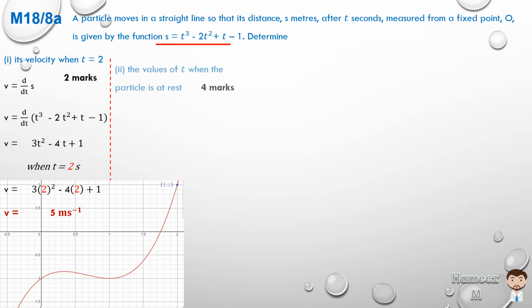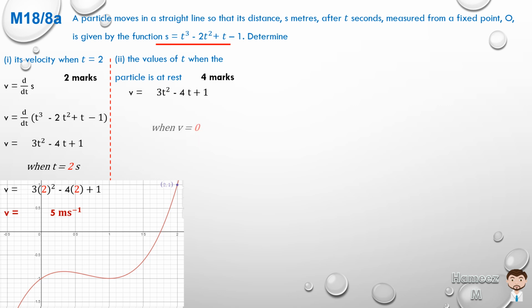Part 2. Determine the values of t when the particle is at rest. So v is equal to 3t squared minus 4t plus 1, which we've gotten from part 1. So when v is equal to 0, which means the particle is at rest, we can substitute. So 0 is equal to the quadratic 3t squared minus 4t plus 1. And we can solve for this quadratic either using the quadratic equation or factorizing. So 0 is equal to (3t minus 1) by (t minus 1).